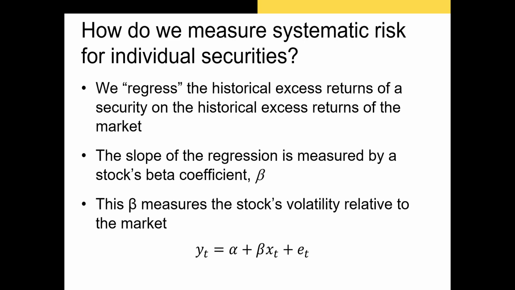Now, you might be wondering how we calculate systematic risk for individual securities. The short answer is that we regress the historical excess returns of a security on the historical excess returns on the market. The coefficient on the excess return on the market is referred to as beta. We indicate beta by using the Greek letter, obviously, beta. The higher the beta, the higher the amount of systematic risk of a stock.